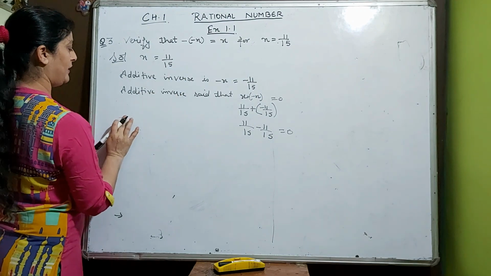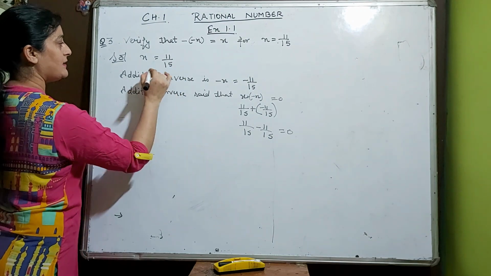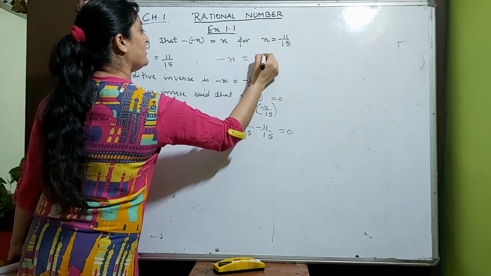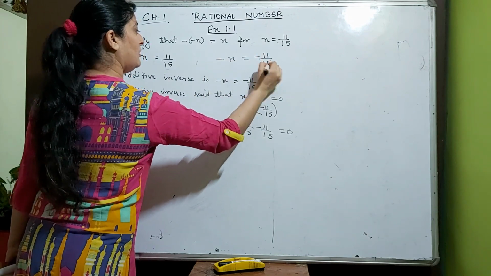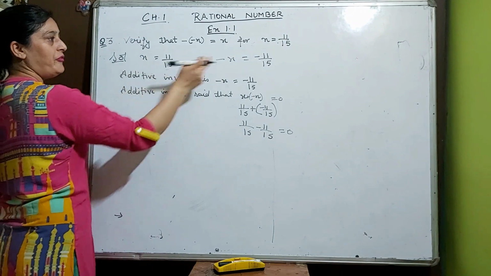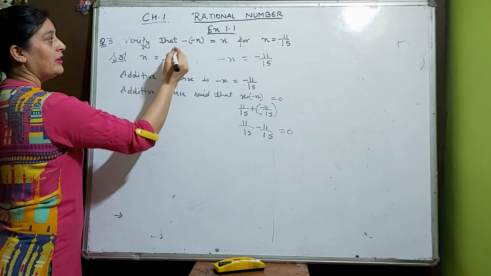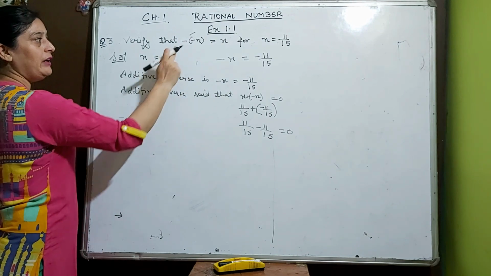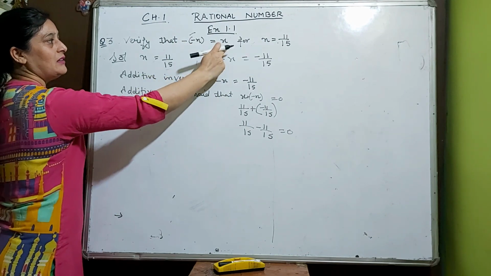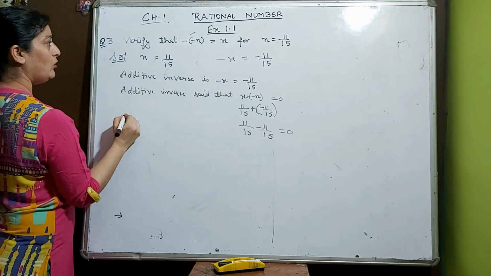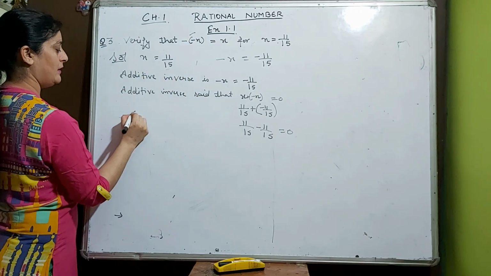So here in the question, minus of minus x. Here x is this and minus x is minus 11 by 15. Simply x is 11 by 15. We have to put a negative sign. We put a negative sign here. Here we have to prove that minus of minus x is always equal to x.